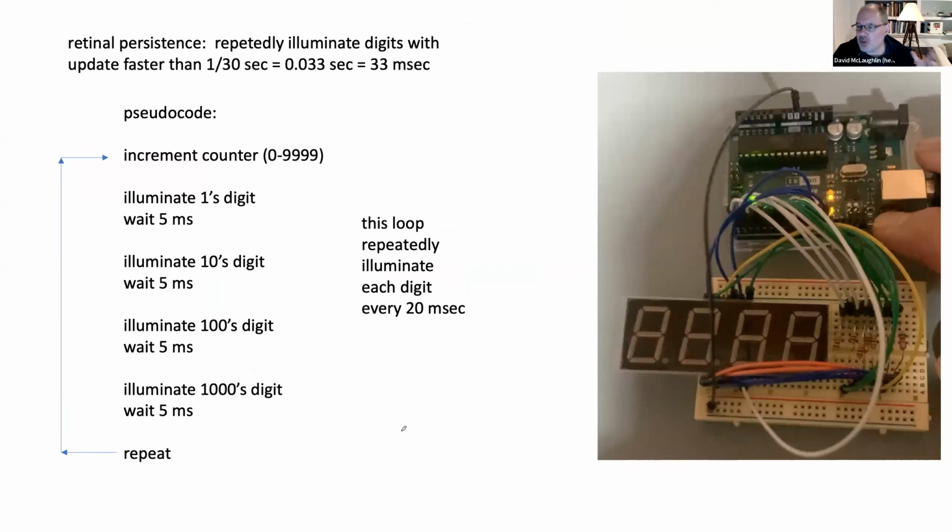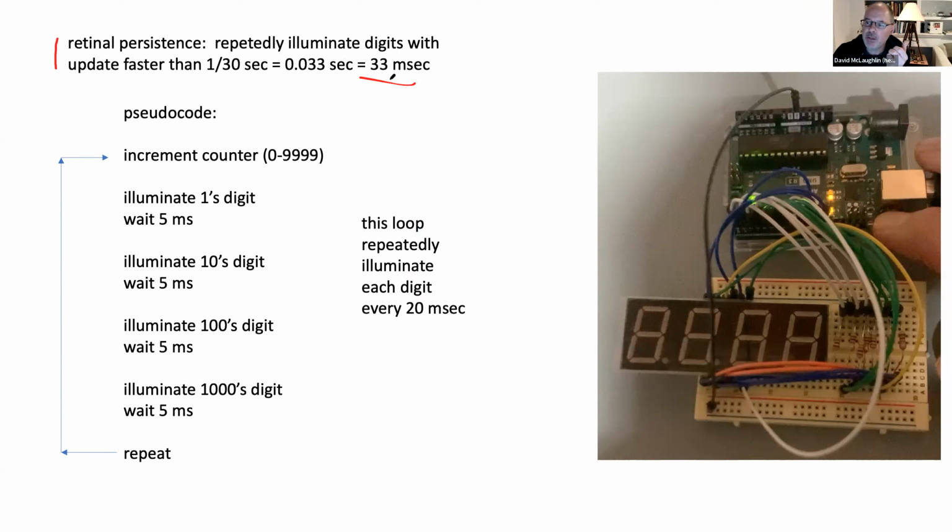Okay, now let's put it all together, and what we want to do is implement our 4-digit ring counter, and I want to see all zeros counting all the way up to 9999. So we want to make use of this persistence effect. Here's the idea: we're going to repeatedly illuminate the digits with an update faster than 1/30th of a second, because our eyes and our brain can't discern the difference if we do it faster than that. In other words, I'm going to write a value to one of the digits, then go off and deal with the other digits. I have to return back to that first digit within 33 milliseconds.